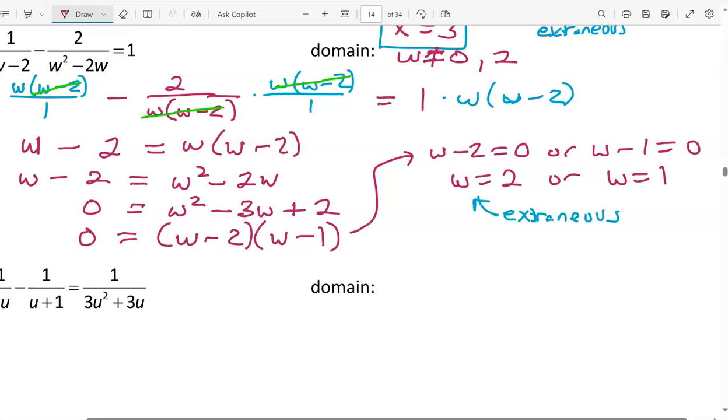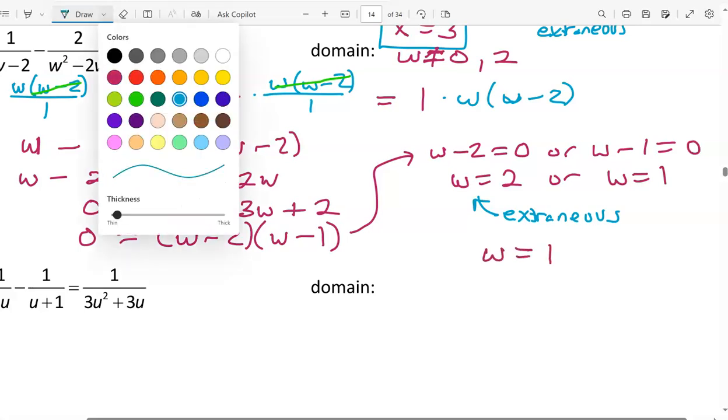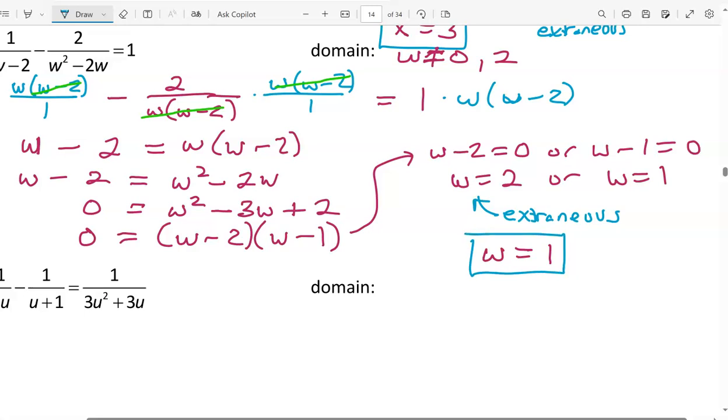You will notice that w equals 2 is an extraneous solution since the domain is w may not equal 0 or 2. That means that w equals 1 is the only solution. Make sure that you box your final answer so that it is clear that you understand that w equals 1 is the only solution.